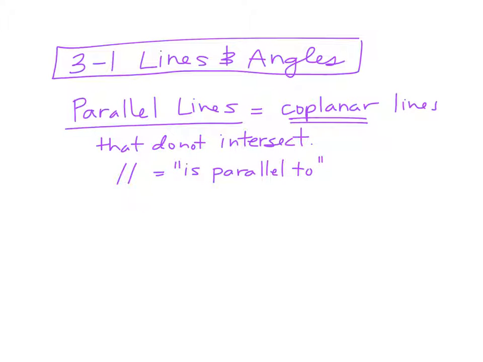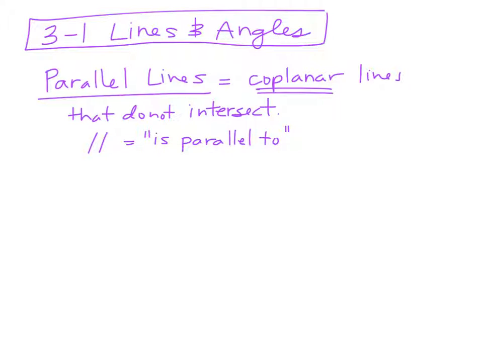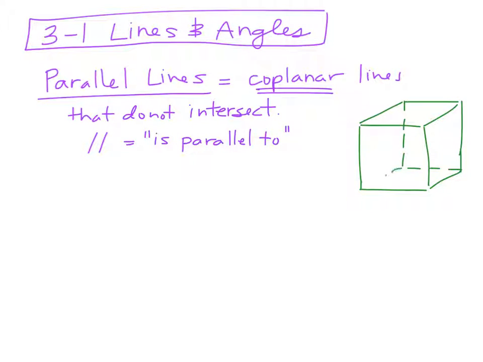And when we mark lines parallel on a figure, I'm going to draw a cube for you right now. Go ahead and draw one with me if you would like. I'm just going to show you on this cube how we mark things parallel. Okay, so let's say we have a cube that looks something like this. We're going to call this top face A, B, C, D, and the bottom face E, F, G, and H. I'll give you a second to draw that with me here.